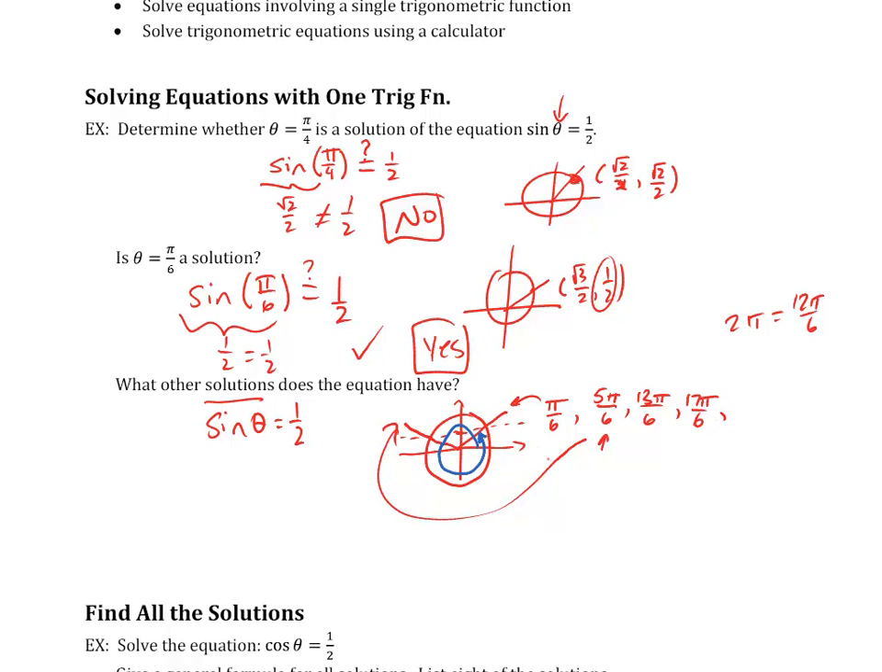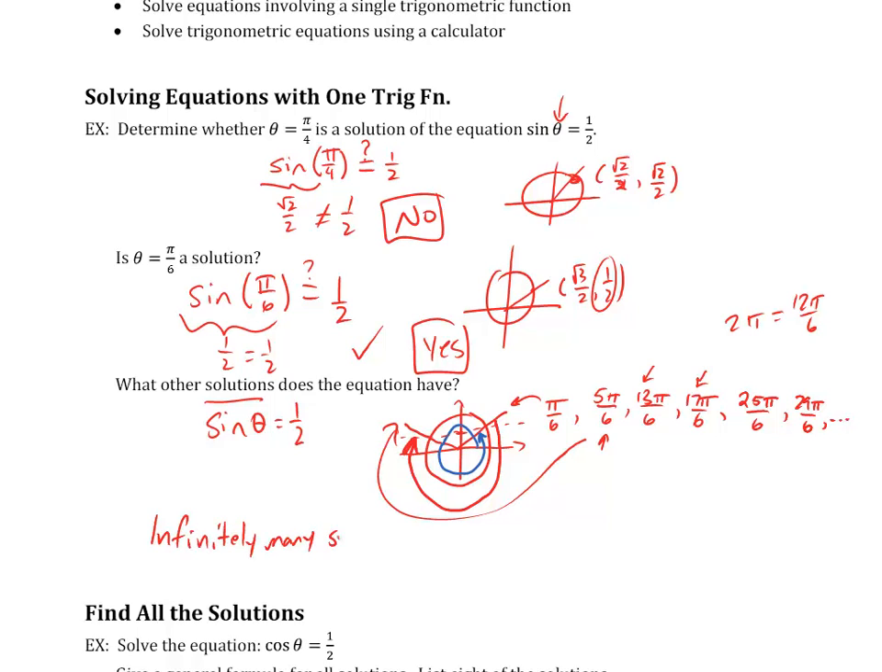But then I could go around again. I can just keep going and get another. I can go up to 25 pi over 6, and I just added another 12 pi over 6 to this guy. And another 12 pi over 6 to this guy gives me 29 pi over 6. I can keep going forever. And I didn't even do it, but I could go this direction as well. All right? So there are infinitely many solutions.